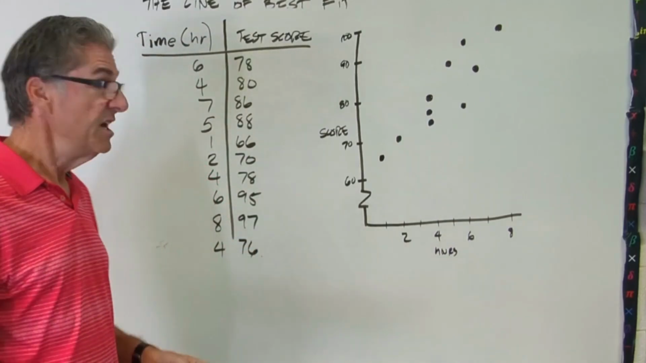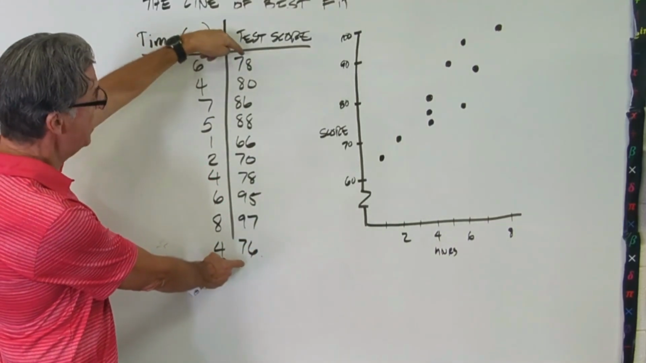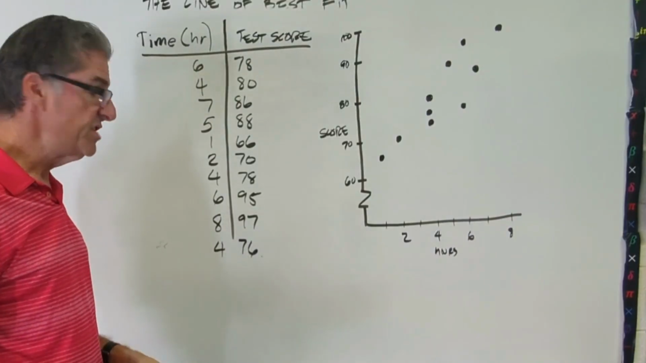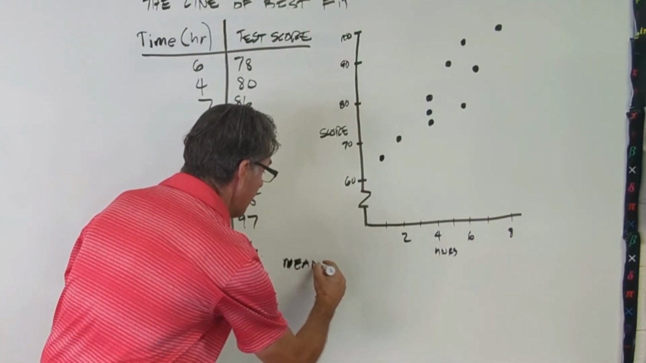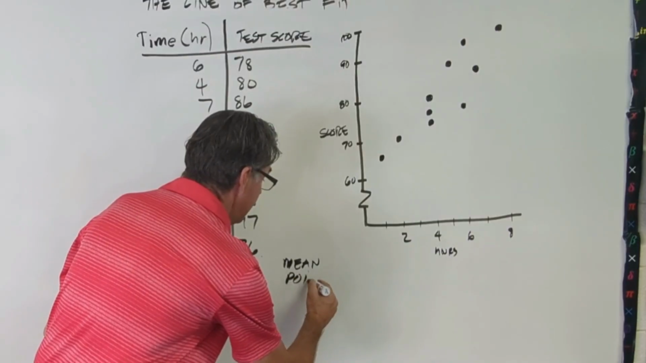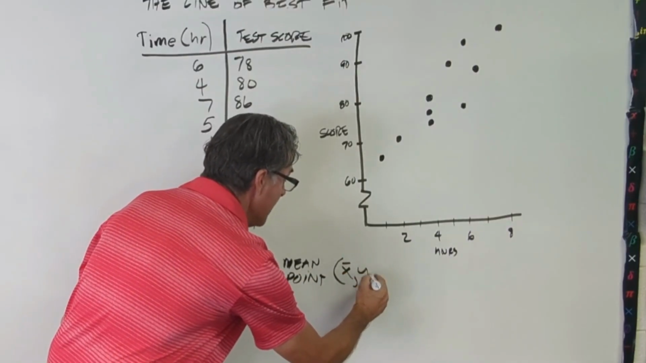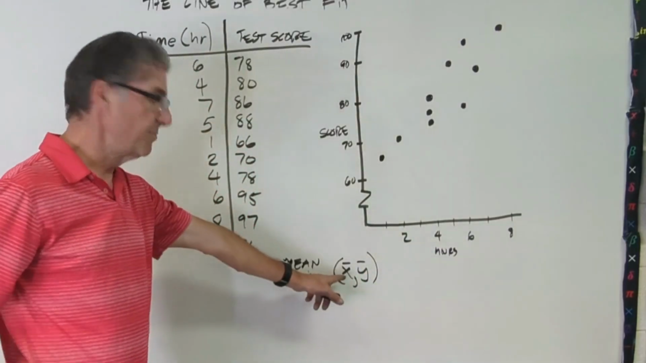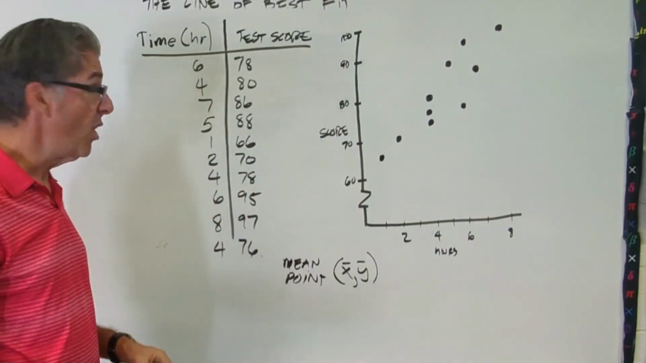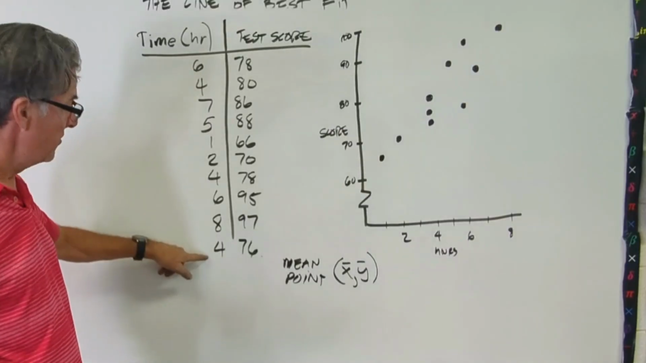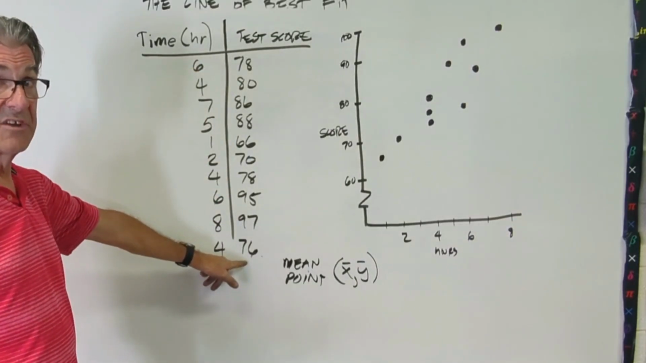The mean point is just the mean of the x values and the mean of the y values. So we have a notation for that, and that mean point is written x bar, y bar. And so remember, x bar is the average of x, y bar would be the average of y. So go ahead and pause the video and figure out the mean or the average of the x values and the mean or the average of the y values.